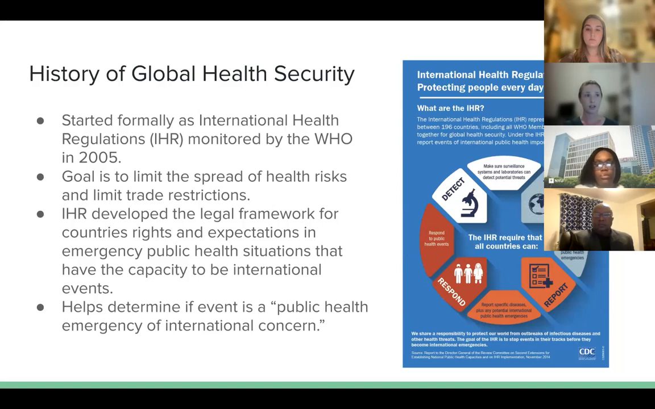You can see assess, report, respond, and detect. They also developed the legal framework for countries' rights and expectations in emergency public health situations that have the potential to be international events. In their development, they also created the official definition for a public health emergency of international concern.